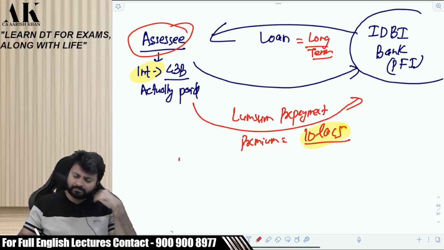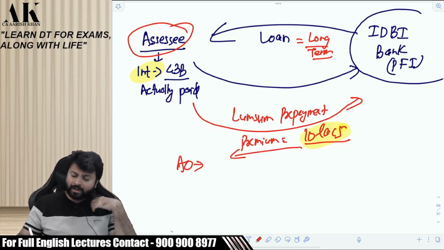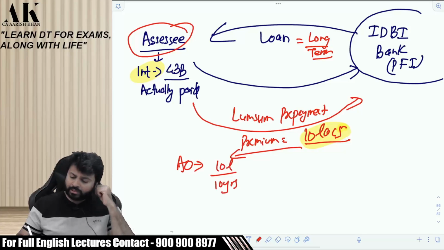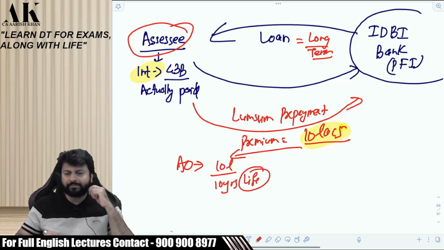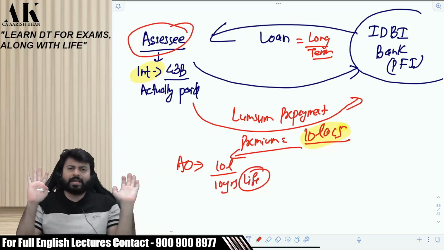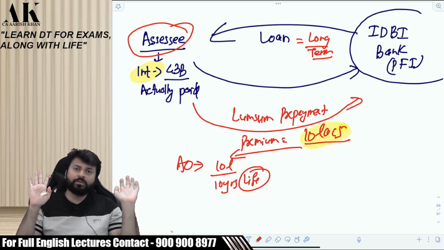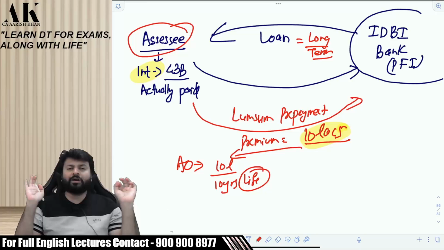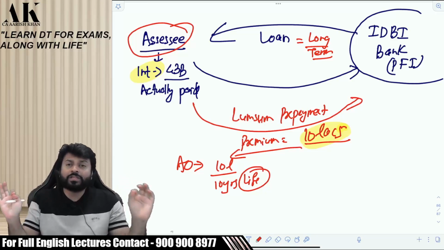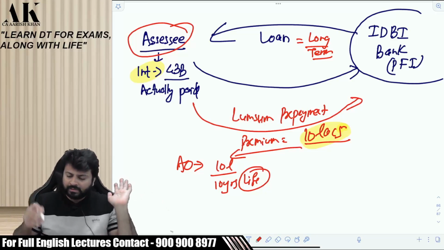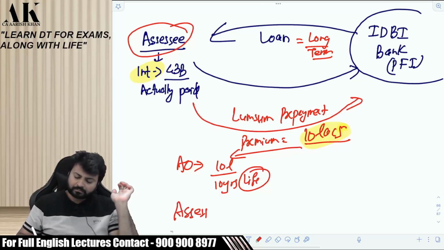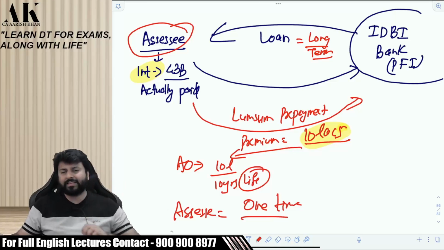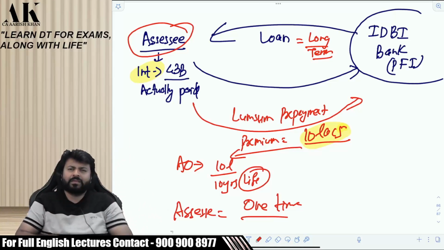Now, what is the AO saying? The AO is saying I am allowing you this 10 lakhs, but not immediately. I will allow you over the life of the loan, and say the life of the loan is 10 years. The AO is not denying it. The AO is allowing you, but over the period of 10 years. But the assessee is saying it should be allowed one time, in one shot. Did you understand the question?